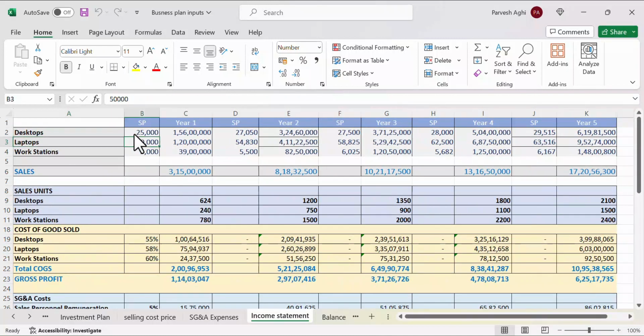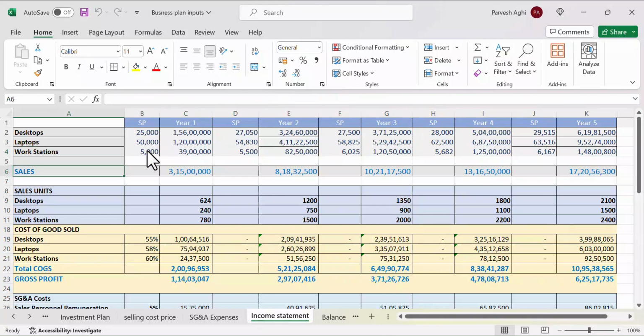Okay, similarly, laptops, they were sold at 50,000 in the first year, and then gradually you're ramping up the price, okay? Because the input cost is going up, and your competitors are also charging more, so you can always charge more. Otherwise, you can't charge more, even if the costs go up, so your profit margins may go down, but you have to sell more to make more profit, okay? Normally, that is the kind of scenario that prevails. So workstations, also the price is going up.